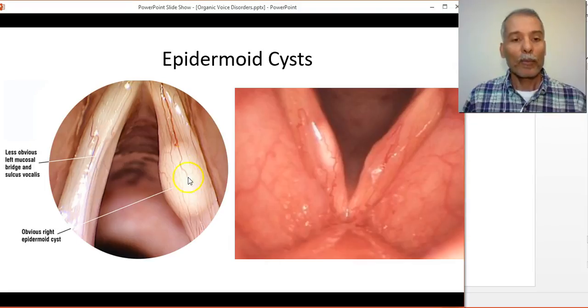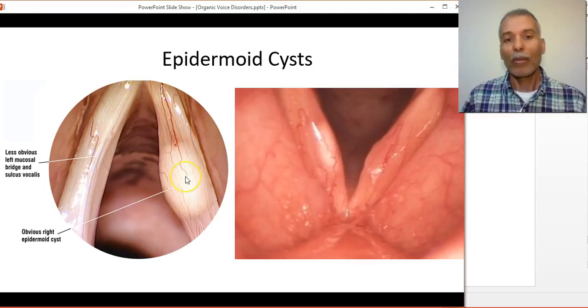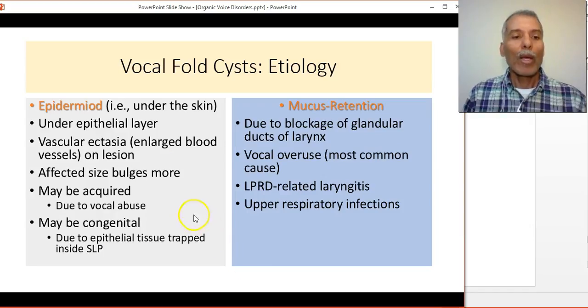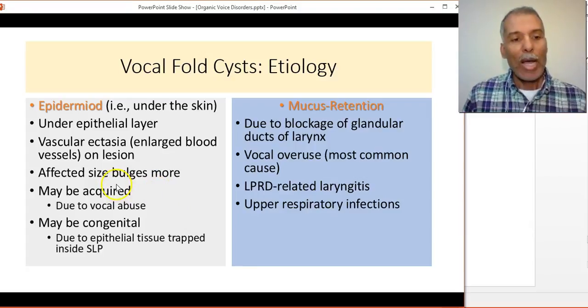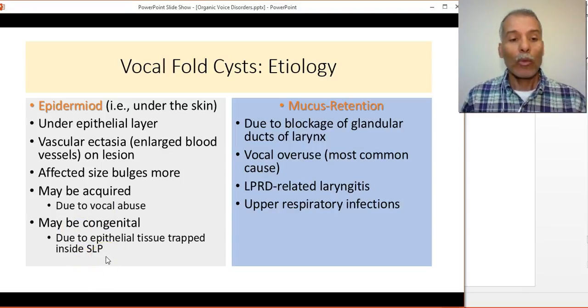And when the problem stays for a long time, even after you take the problem, the cyst or meningioma or whatever it is, out, then if it's a very long time, the scar tissue doesn't go away, it stays. And the epidermoid may be either acquired because of vocal abuse, or it could be congenital, and the person is born with it.